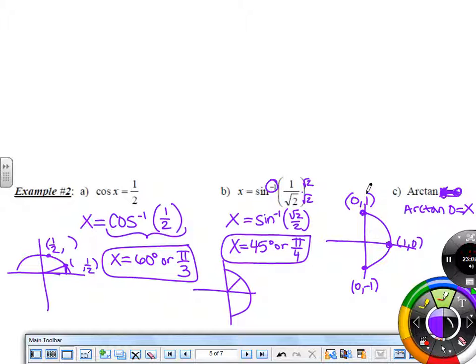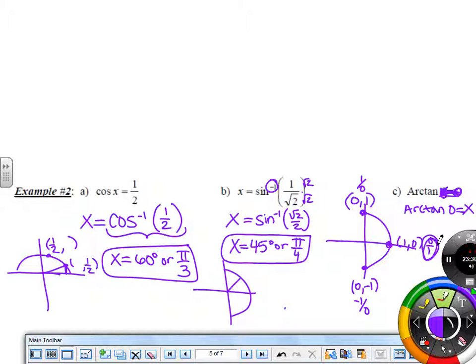It would be y over x. So here the tangent would look like that. Here it would look like this. And here it would look like this. Which one of those is equivalent to being a tangent that equals 0? Yeah, the one on the x-axis. This is equal to 0, right? These ones are not equal to 0. What are these? Undefined. Okay?